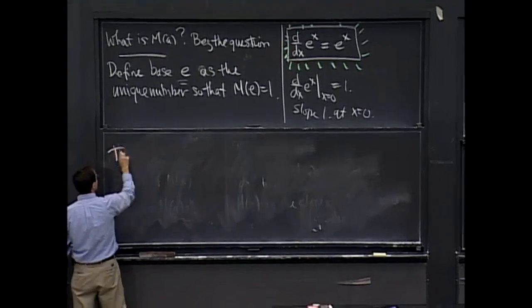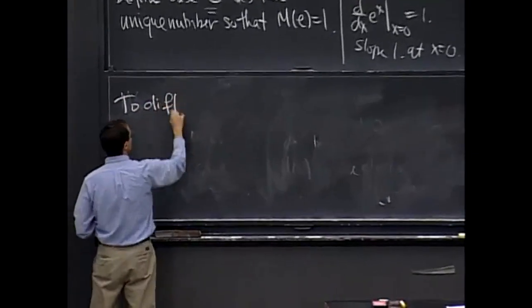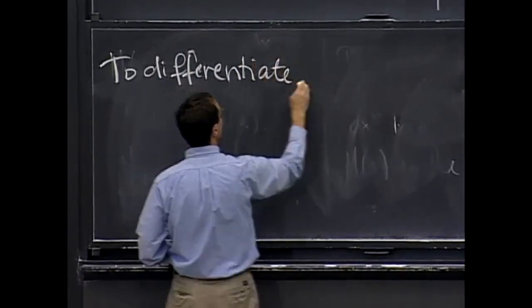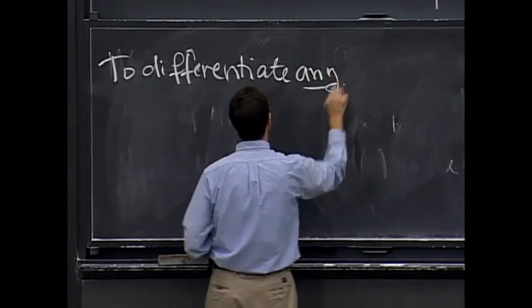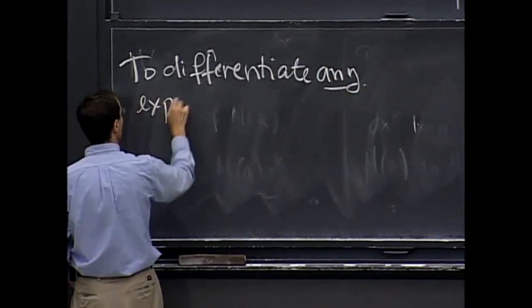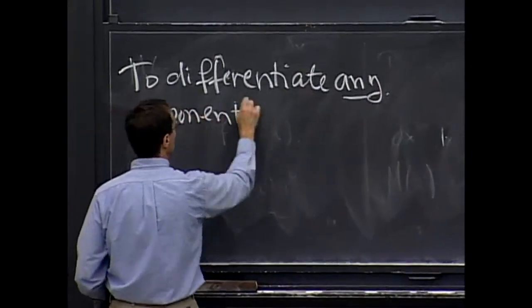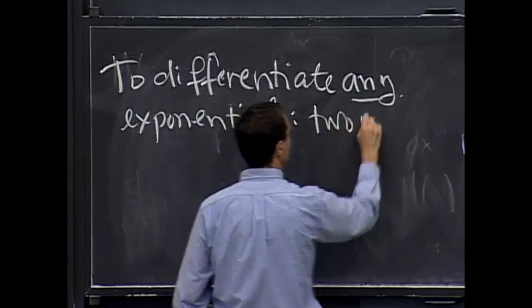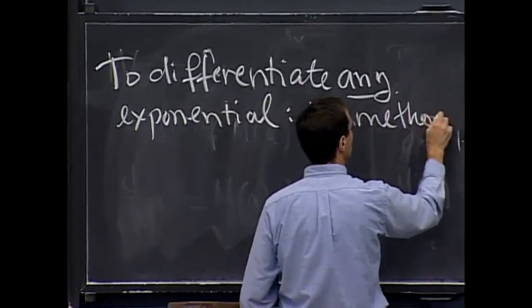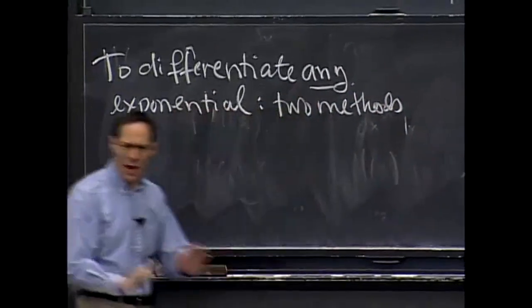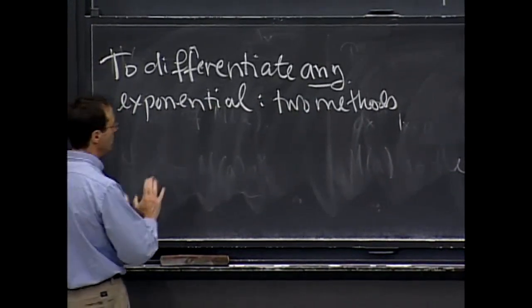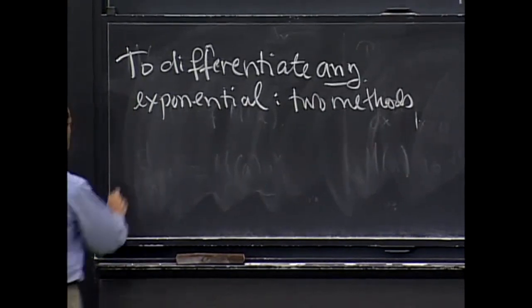So now, to differentiate any exponential, there are two methods. They're practically the same method. They have the same amount of arithmetic, but you'll see both of them, and they're equally valuable. So we're going to just describe them.